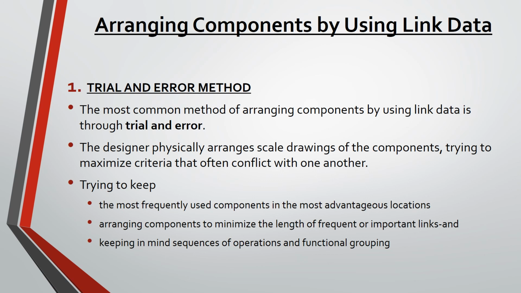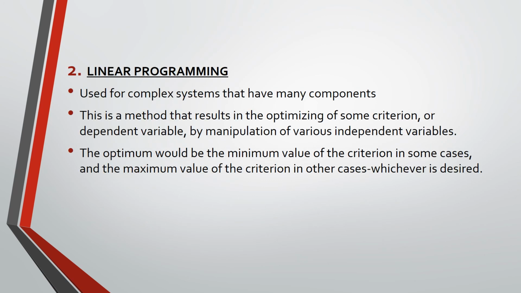And the next one is linear programming. We will not be discussing linear programming in detail, but it is useful for complex systems. That means when you have many components and many permutations and combinations, then you will go for linear programming. Here the method is based on optimizing some criteria, or getting some dependent variable, through manipulation of various independent variables. The optimum can be a minimum value in certain cases and a maximum value in certain other cases. So depending upon the situation, it can differ. So that is about linear programming.